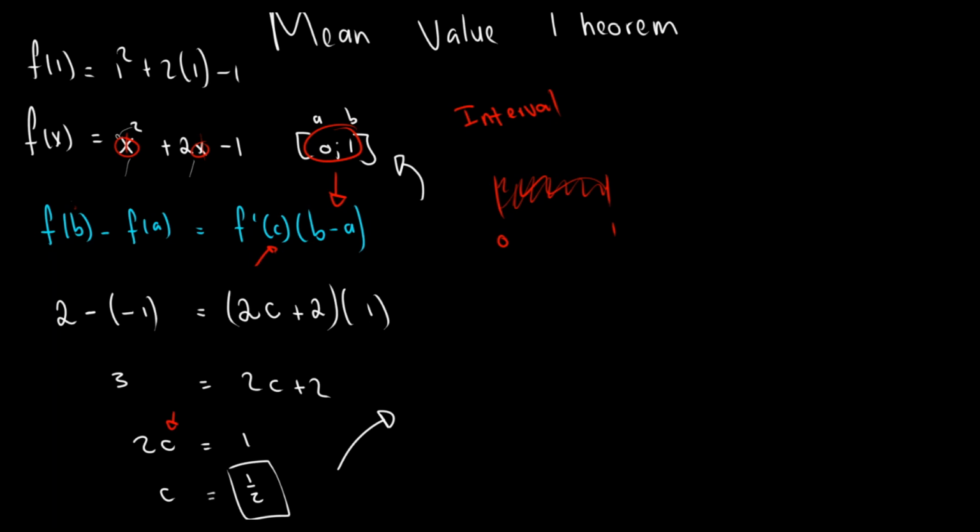And because c is between 0 and 1, our answer would then be c. If, for example, our answer was c is equal to 7, 7 is not between 0 and 1, so it does not fulfill our mean value theorem requirements. So one of our requirements is that it should be inside the interval. Okay, the c should be inside the interval.